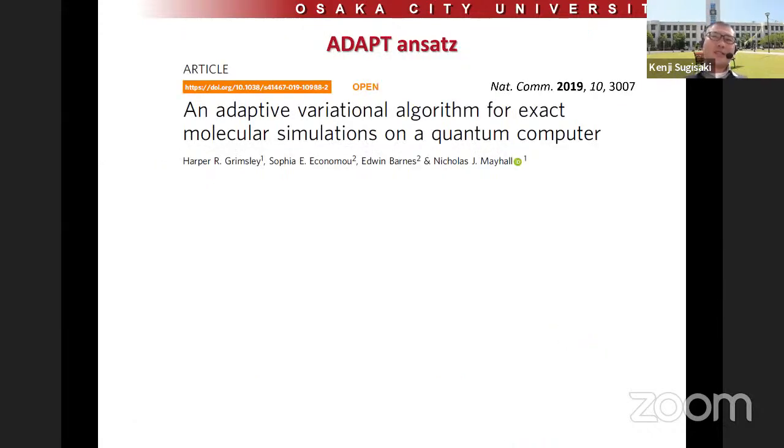So far, we discussed the unitary coupled cluster ansatz, but there are many other ansatzes proposed. One of them is called the ADAPT ansatz. In the ADAPT ansatz, the variational functionality is generally constructed in an adaptive manner.